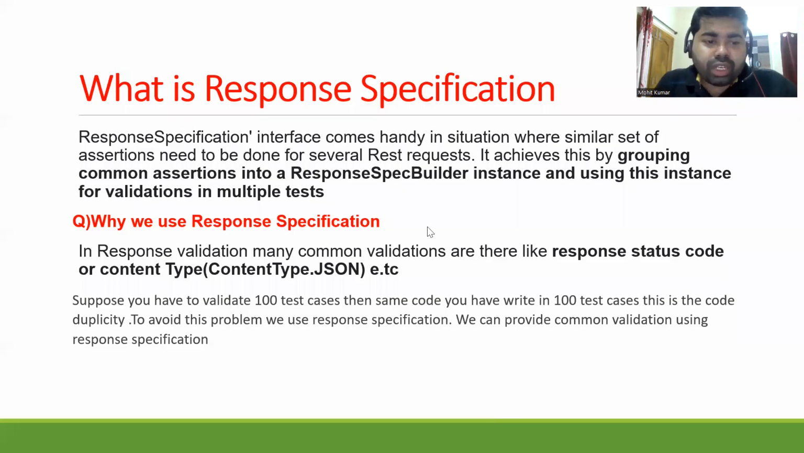Okay. So here the question is why we use response specification. In response validation, many common validations are there, like response status code, content type. Suppose you have to validate 100 test cases, then the same code you have to write in 100 test cases. In this, there is code duplicity. To avoid this problem, we use response specification. We can provide the common validation using response specification. So let's see how we can implement this.